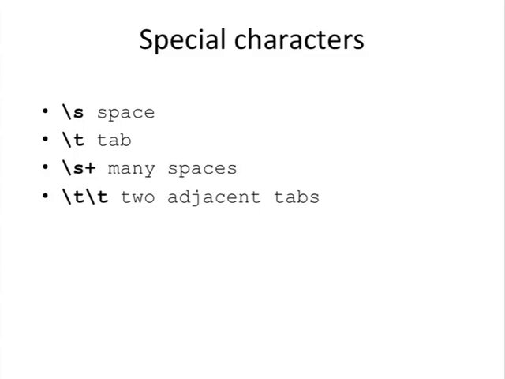Okay, so we will have special notations for space, which will be backslash space, I'm sorry, slash space, then the tab. Then if you want many spaces, for example, you just say plus, right? And plus will mean one or more spaces. Or if you don't want to use the plus, you can specify how many adjacent spaces or adjacent tabs you want. Just like that.